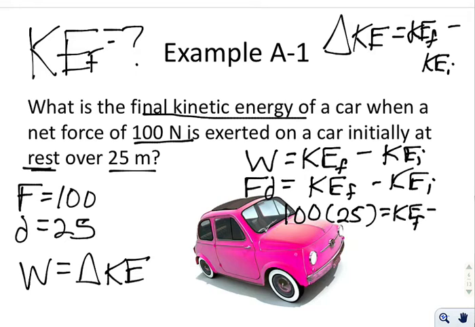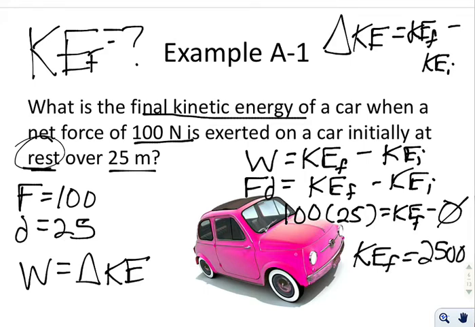and then you get stuck here like, but I don't know the initial kinetic energy. Kinetic energy, remember from the first presentation, is the energy of movement. When an object is at rest, it is not moving. Therefore, it has zero kinetic energy to begin with. So what I can say now is that the final kinetic energy that an object has is equal to 2,500 joules, which is the work that was done on the car to begin with.